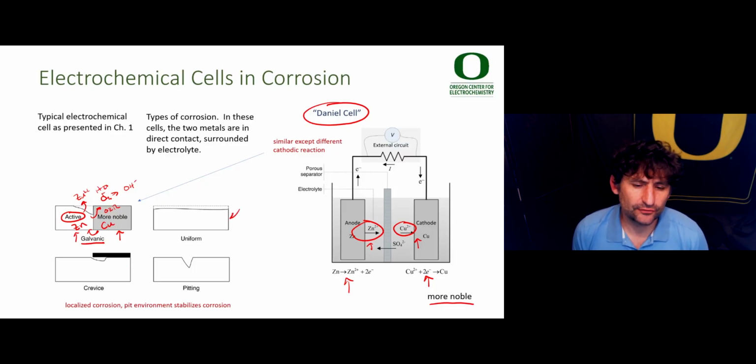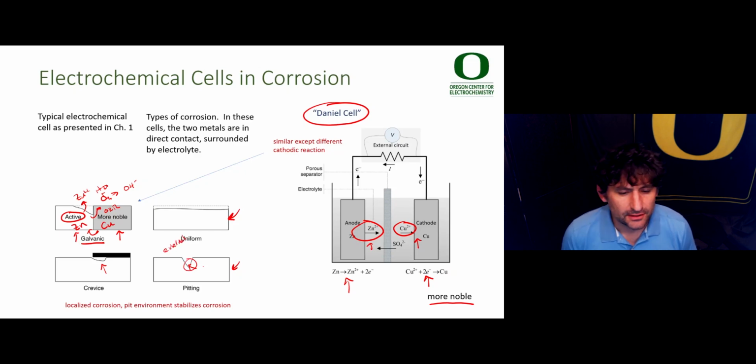You can also have uniform corrosion, pitting corrosion, crevice corrosion. In these localized corrosion phenomena, crevice or pitting corrosion, the corrosion process is preferred in the pit, for example, due to the local conditions changing there in the pit relative to the external bulk electrolyte. This might be because of a local pH change that facilitates corrosion there.